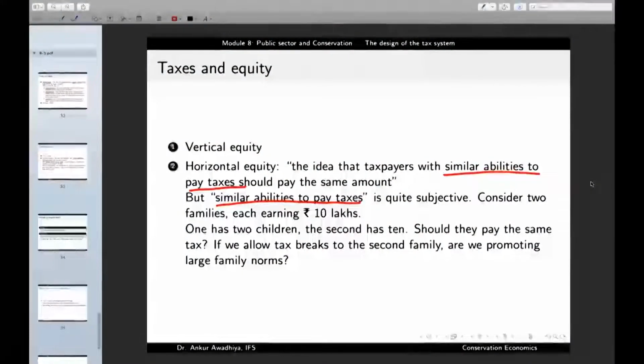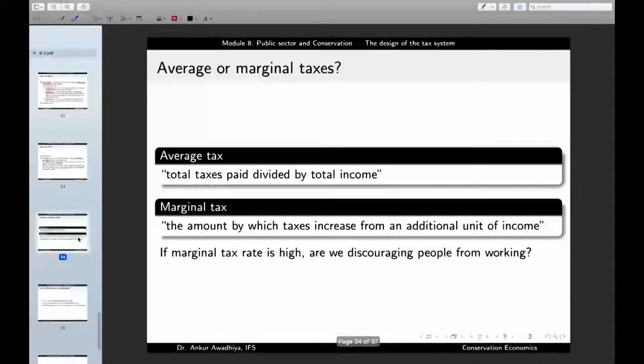But if we make that distinction and say that the family with 10 children will have to pay lesser taxes, are we not incentivizing families to have more children when we are already suffering from overpopulation? So that is the question. Should they pay the same tax? And if we allow tax breaks to the second family, are we promoting large family norms? This is another consideration that the government needs to keep in mind.